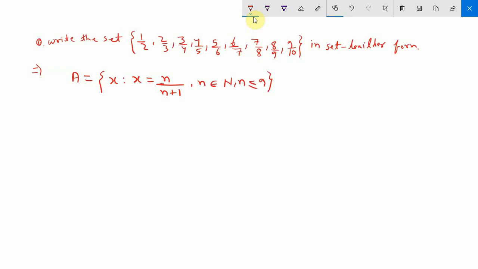Okay friends. Then if we have to write a set builder form in roster form, how can we write? We will take another problem. So consider a problem. We have to write set builder form in roster form. Okay.